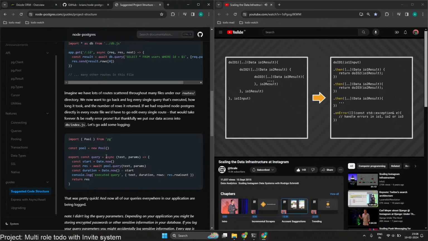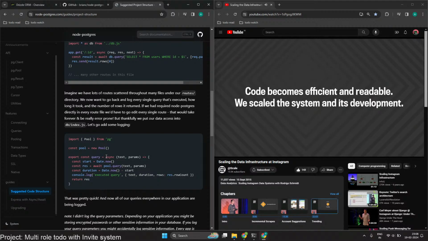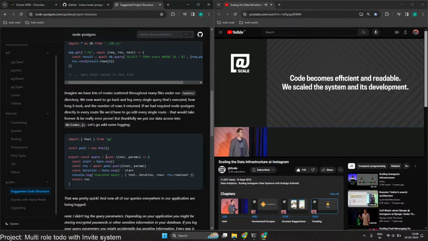So what was before a callback pyramid became this very readable syntax using the then operator, which says, you do operation 1, and when that is done, then you do operation 2, and when that is done, then you do operation 3, and when that is done, you run some code. So it's much easier to understand what you're doing, and you get all the efficiency of doing I/O asynchronously without too many threads running in your system. So code became efficient and readable, and we scaled the system as well as its development.